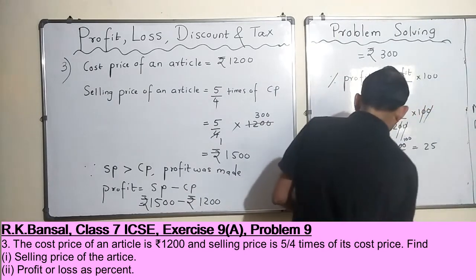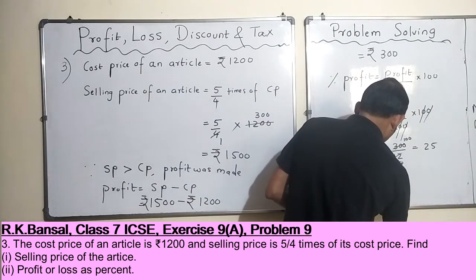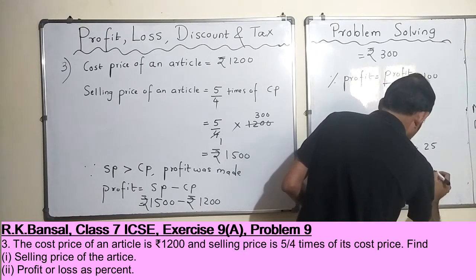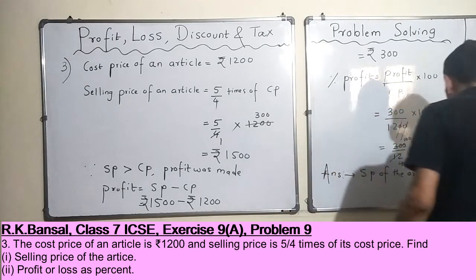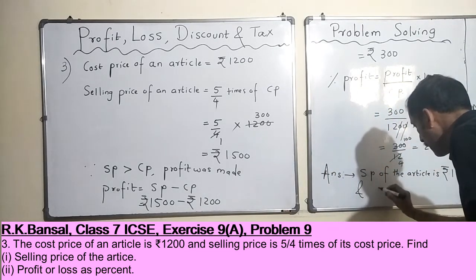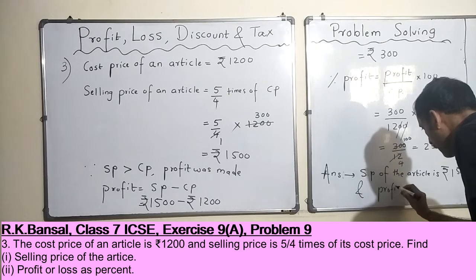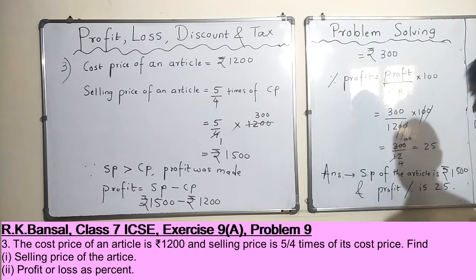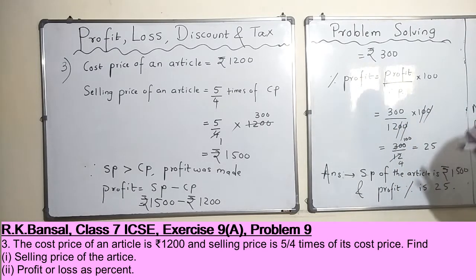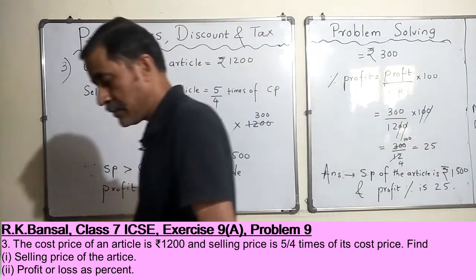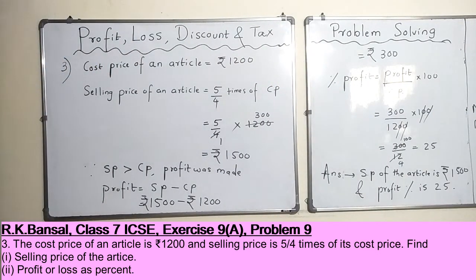Selling price of the article is rupees 1500 and profit percent is 25, correct? So profit percent is 25 and we are done with this problem, right? Pretty simple. I hope there is no problem here. All right, let's move on to the next problem.